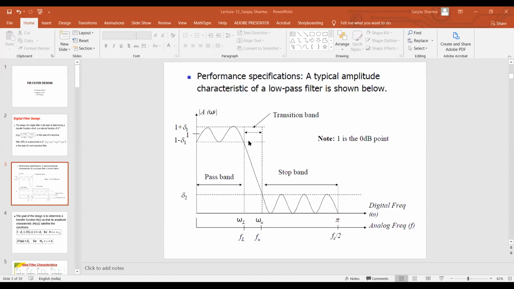All right. And when the filter frequency response is making a transition from the pass band to the stop band, the band within which the transition is taking place is known as the transition band. Okay. We will design filters, then you will be more clear about the specifications.